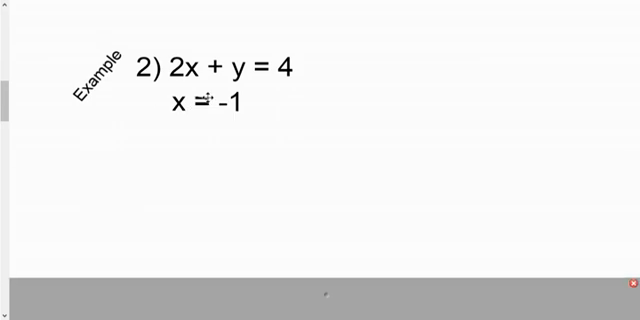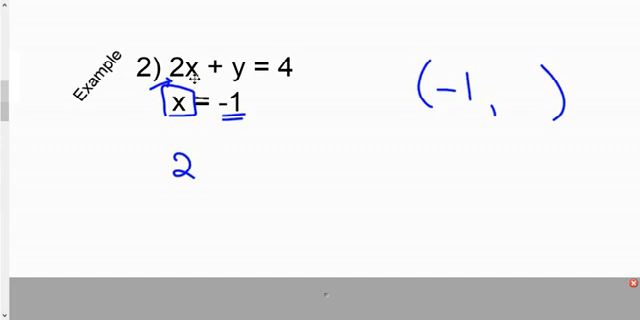x equals -1. Since this variable is all by itself and we know that x equals -1, that's half of our solution. We have to go find our y. So we're going to take our other equation, 2x plus y equals 4, and where this x is, we're going to replace it with -1. And we go and solve.